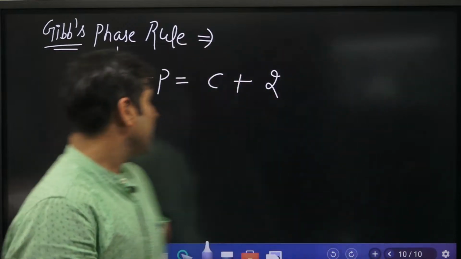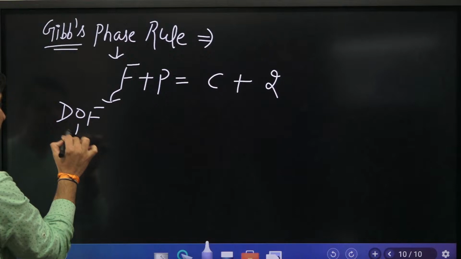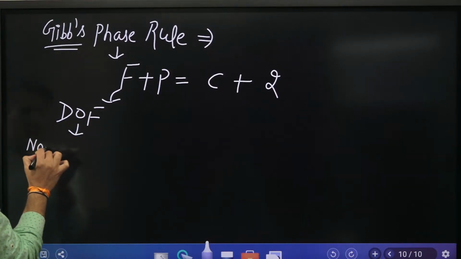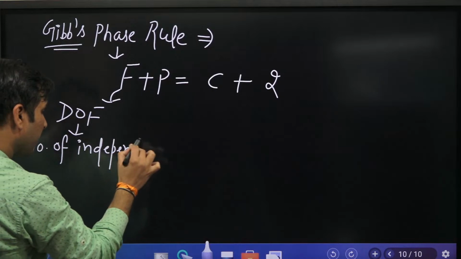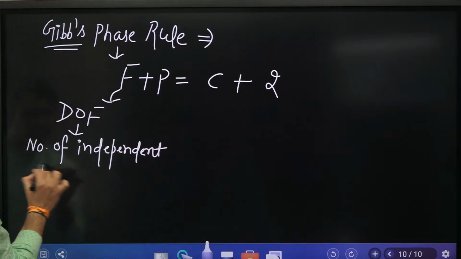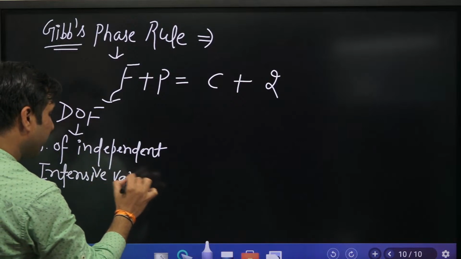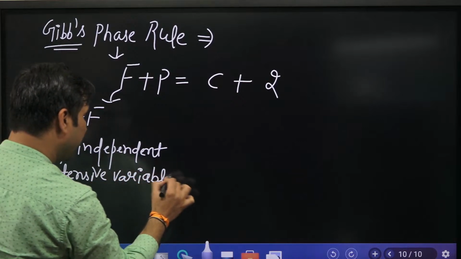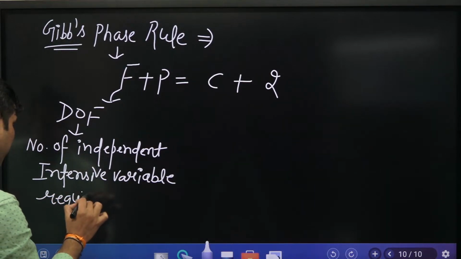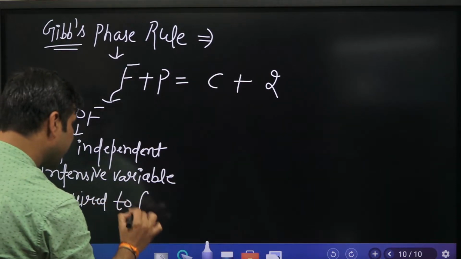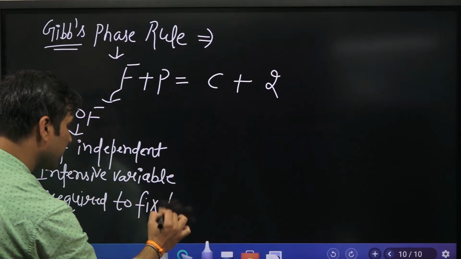What is this F, guys? This is known as DOF, degree of freedom. What does it tell us? The number of independent intensive variables required to fix the state.